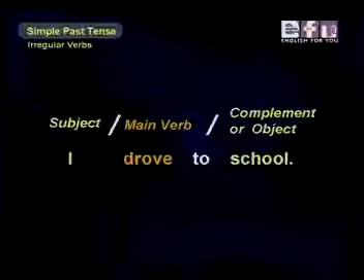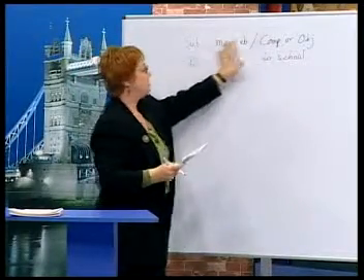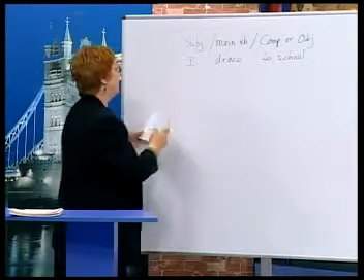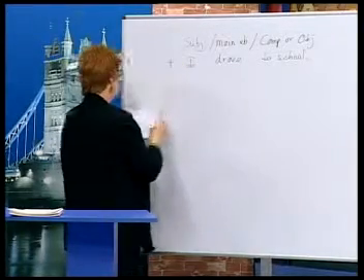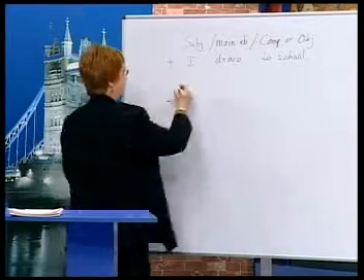Okay, I drove to school. I drove to school. Subject, main verb, complement or object. Okay, this is a positive sentence. Now, with a negative sentence, we do it like this.